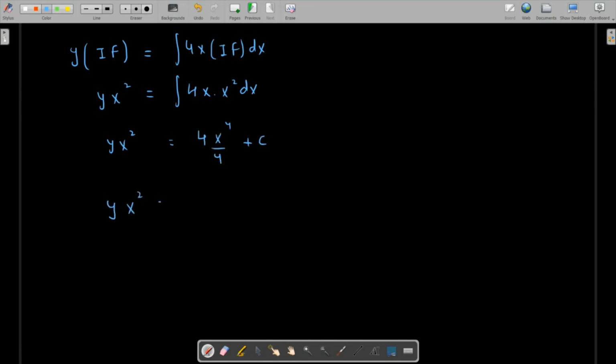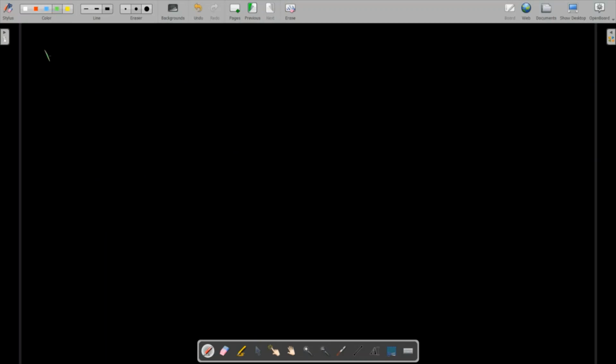So the solution is y x square is equal to this 4, and 4 is cancelled. So that will be x raised to the power 4 plus c, which is the final answer. Let's talk about the next example. So we have dy over dx minus y over x is equal to x cos x.